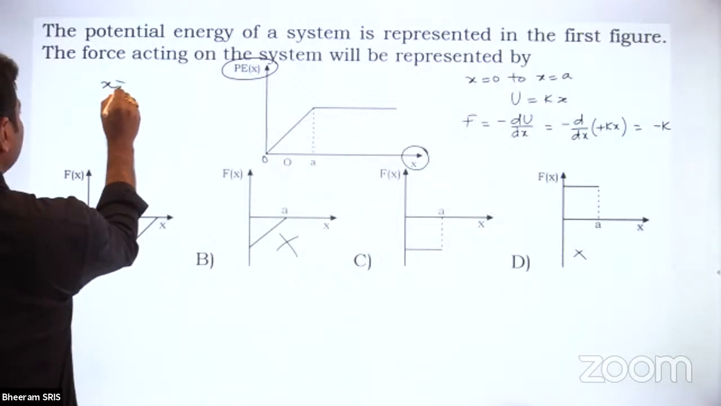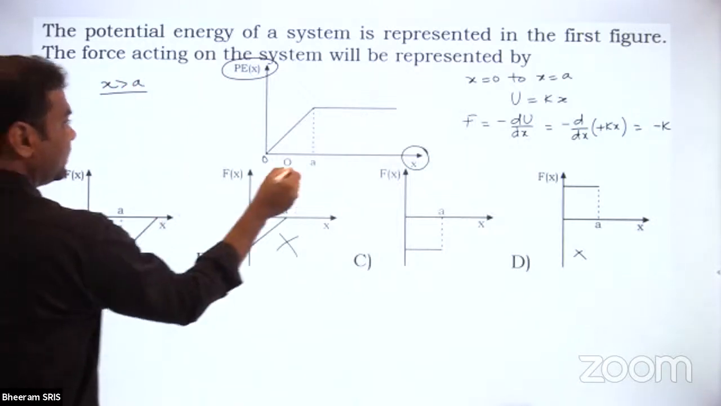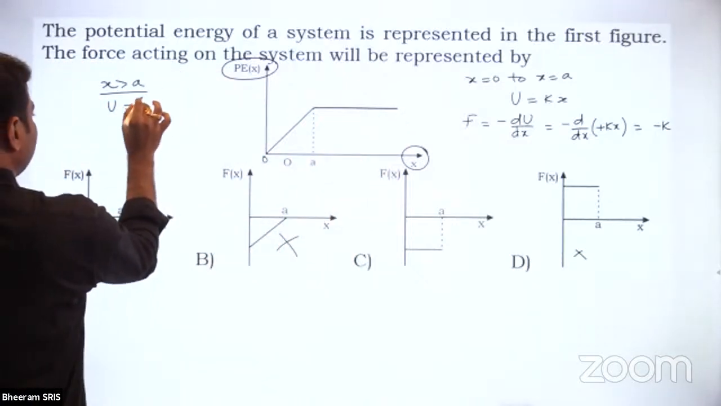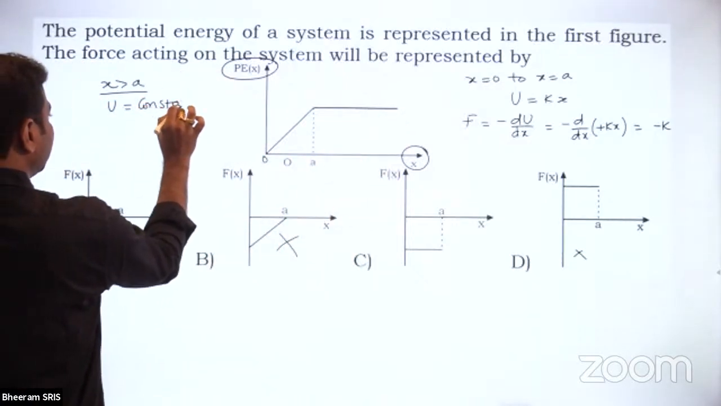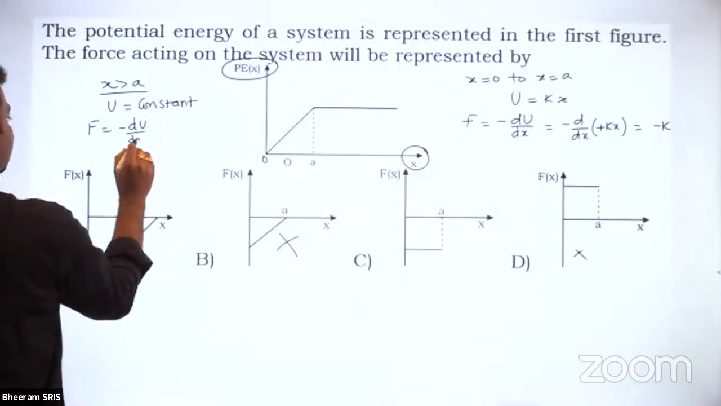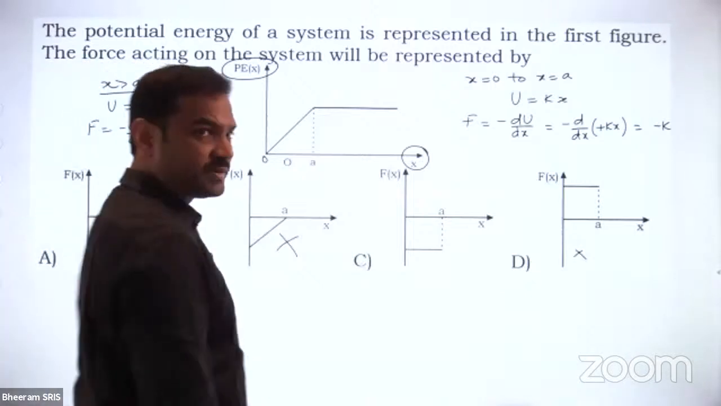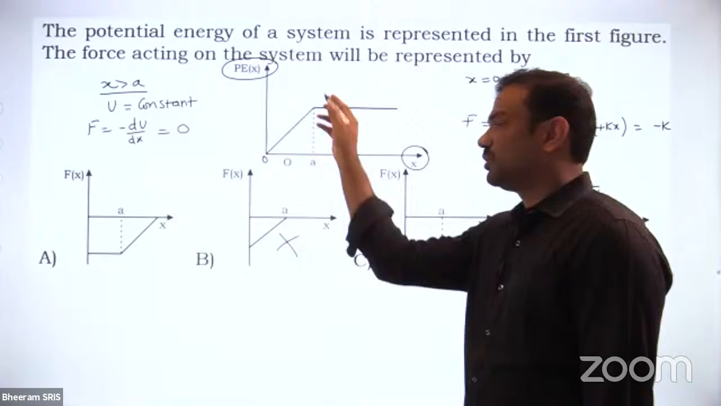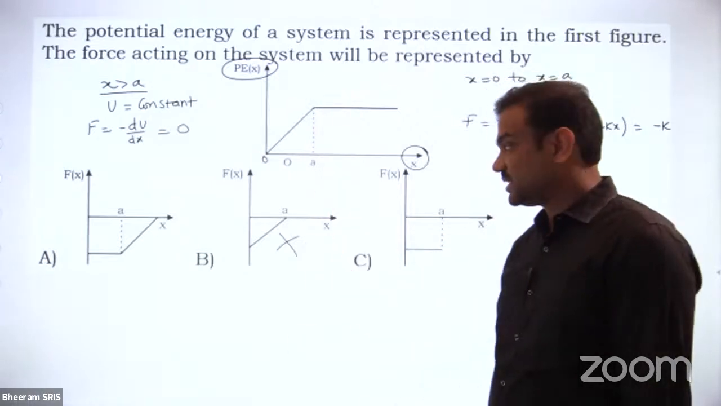For x greater than a, what is the potential energy? Potential energy is constant. If potential energy is constant, what will the force value become? The force value will become minus du by dx, which is, as potential energy is constant, force value 0, since the derivative of a constant is 0. That means for x greater than a, force is 0.